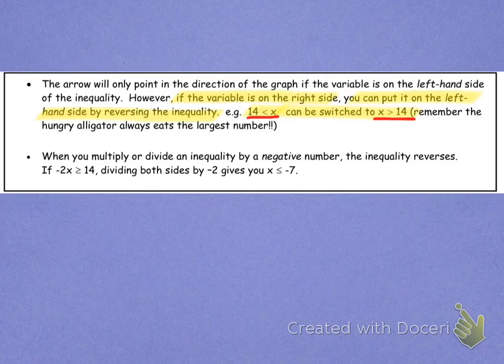And then when you multiply or divide an inequality by a negative number, the inequality reverses. So this is also important to write. And then there's your example. If we have negative 2x is greater than or equal to 14, my inverse operation would be dividing by negative 2. Therefore, since I'm dividing by negative 2, I would flip my symbol. So if you look, I started with a greater than or equal to symbol, and I ended with a less than or equal to symbol. So go ahead and press pause and make sure you get all of this down, and whenever you have it, press play.